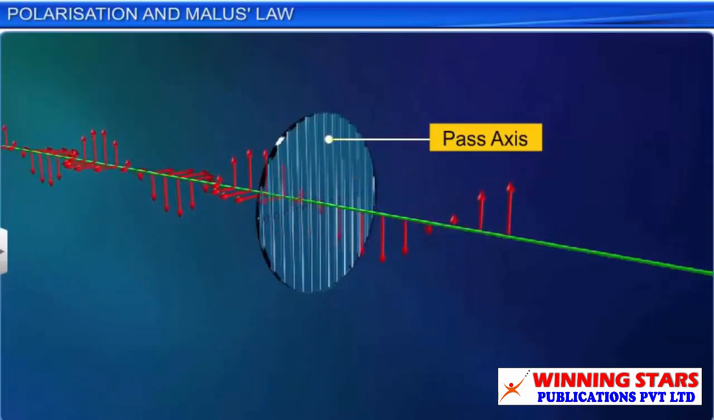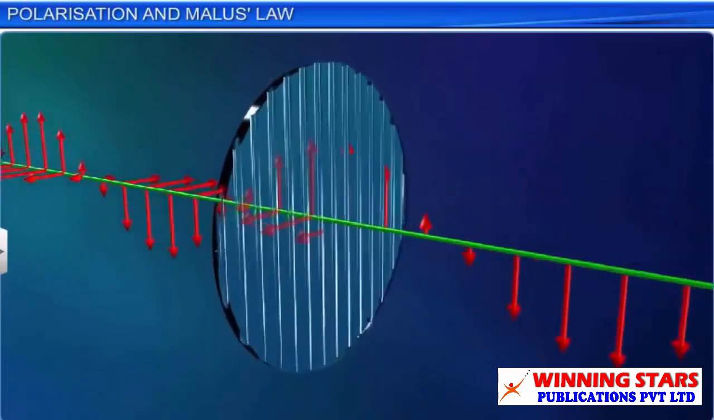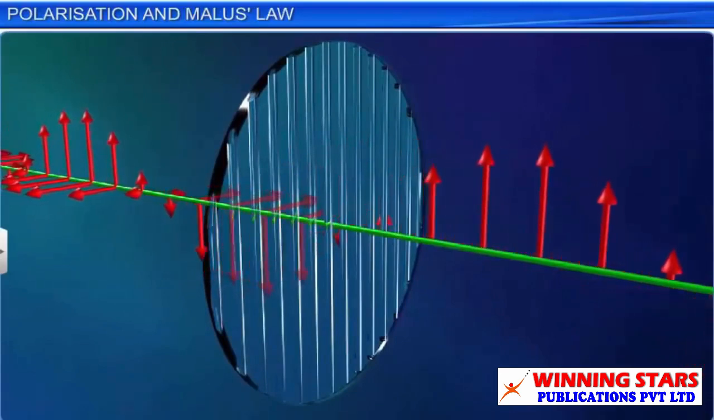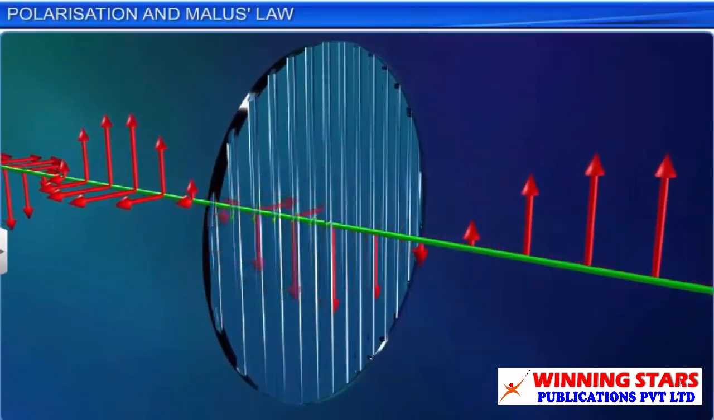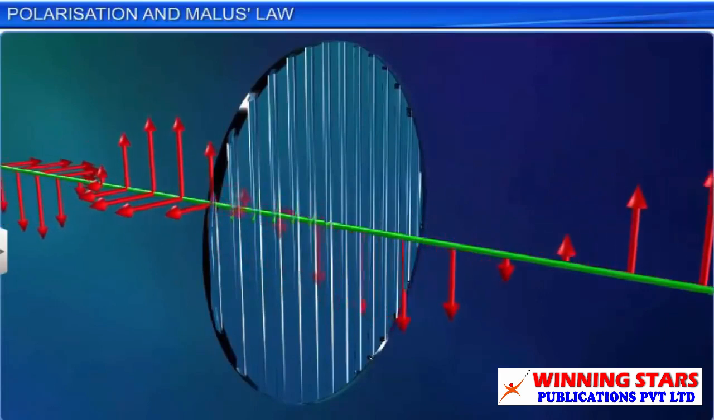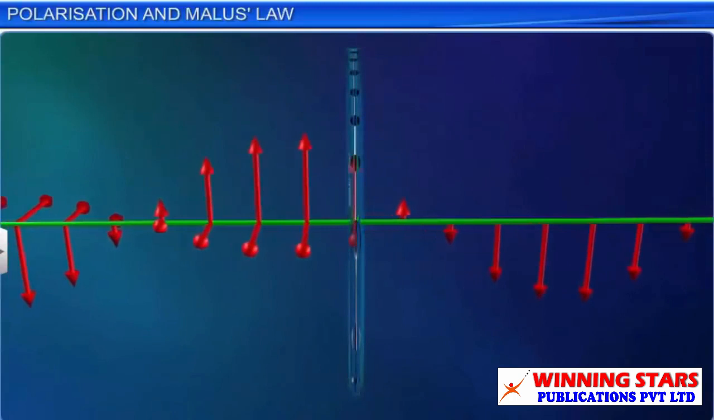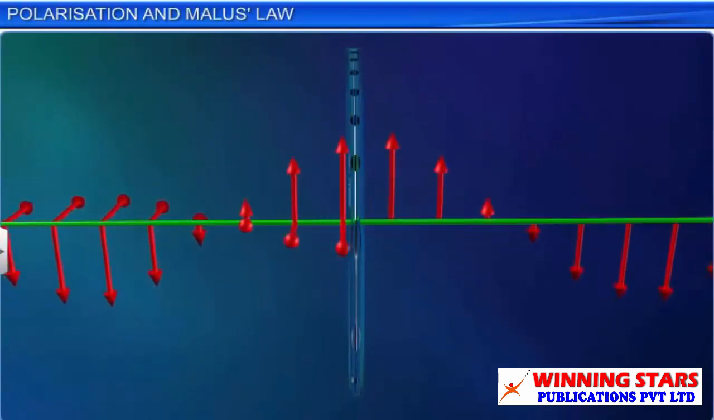If an unpolarized light wave is incident on a Polaroid, the Polaroid sheet transmits only that light which has its electric field vector vibrating parallel to the pass axis and absorbs the light with E vector vibrating at right angles to the pass axis.